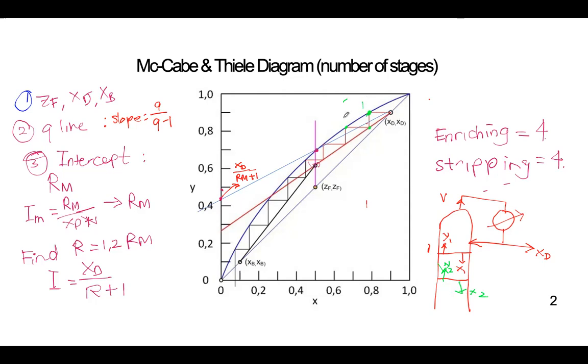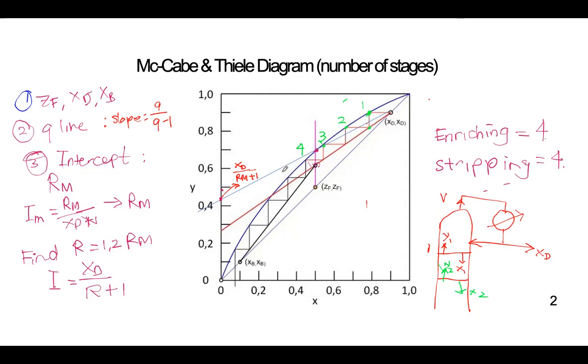This is equilibrium stage 2. This is equilibrium stage 3. And this is equilibrium stage 4. You can see here that there is a feed over here, and then what you need to do is stop it here for the enriching section, and then draw a line to the XB, that is for the stripping.